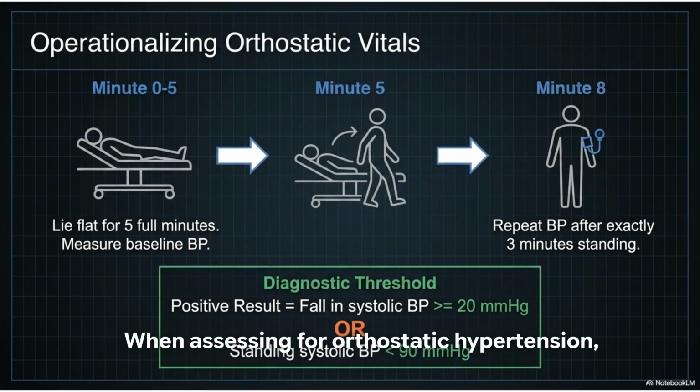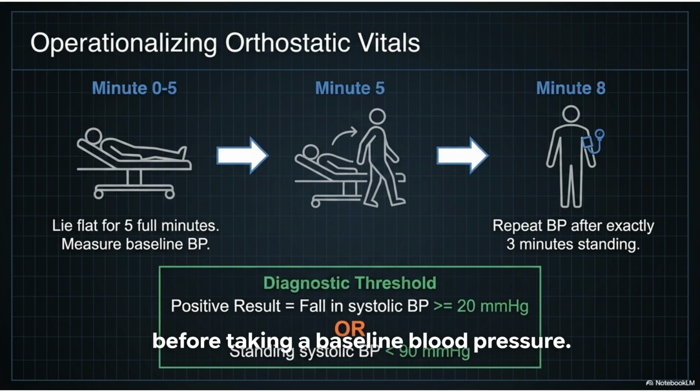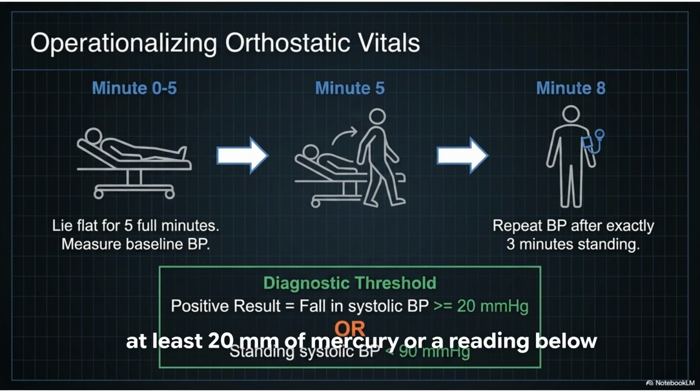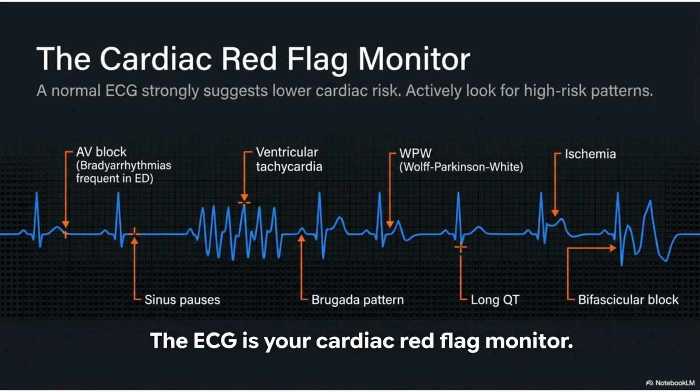When assessing for orthostatic hypotension, ensure the patient lies flat for 5 minutes before taking a baseline blood pressure. Recheck after 3 minutes of standing. A positive result is a drop in systolic pressure of at least 20 millimeters of mercury or a reading below 90. The ECG is your cardiac red flag monitor.